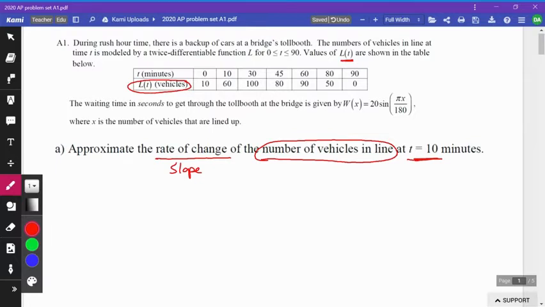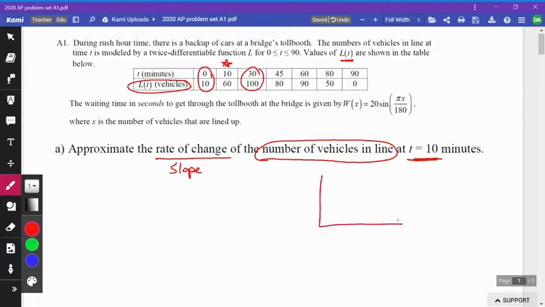So if I want to approximate the slope at 10, I want to find the slope between 2 points. Now here is 10. So I can find the slope between these 2 points, and that will give me one answer. Or I could find the slope between these 2 points because it's something that is near 10, and that will give me another possible answer. Or finally, I could find the slope between this point and this point in order to approximate the rate of change.